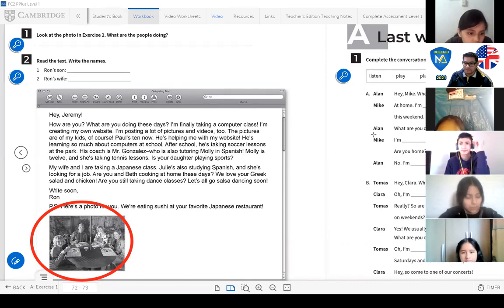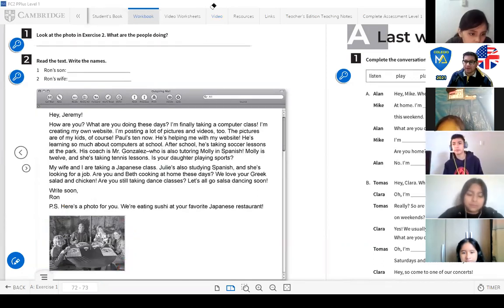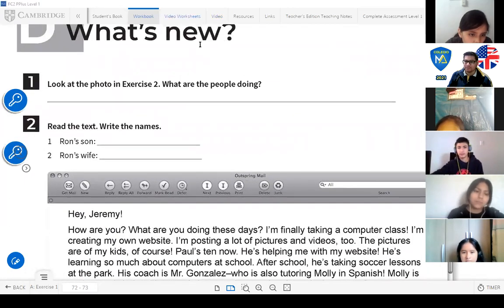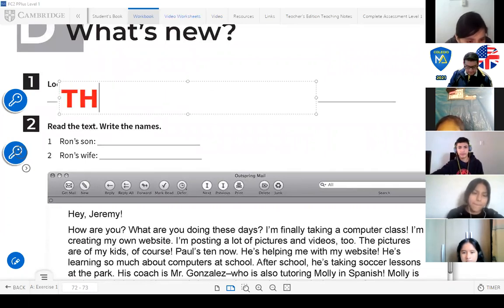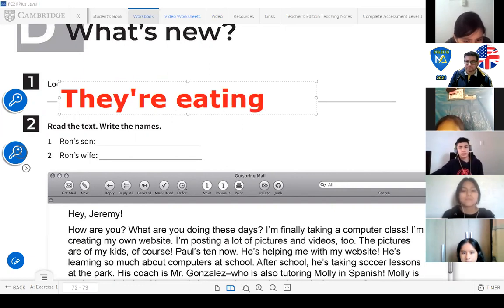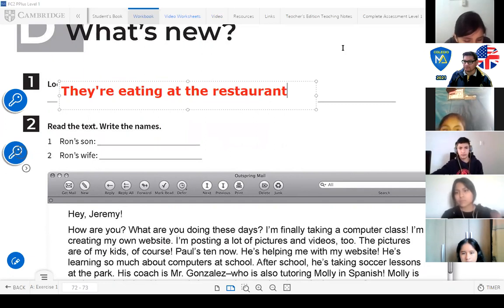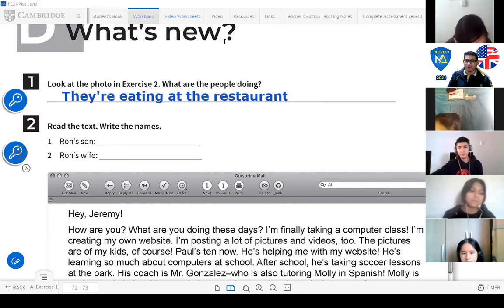So now on this part, we can answer this part. For example, it says, look at the photo in exercise 2. What are the people doing? You can say they are eating, no? At a restaurant, for example. That's the answer. What are the people doing? They are eating at the restaurant. Yeah? That's the answer. Now, the next part says, number 2, read the text, write the names.